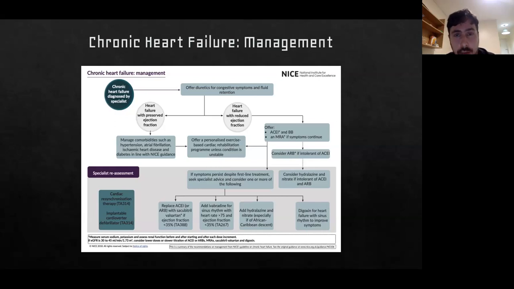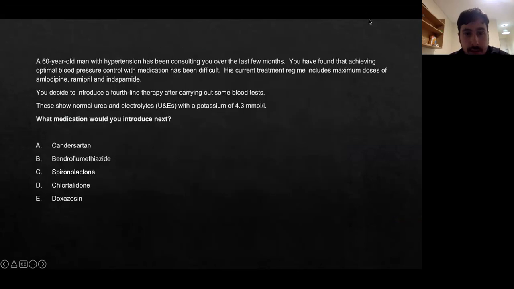What you'll get asked in your Year 5 GP questions is mainly about managing comorbidities, the diuretics, the ACE inhibitors, beta blockers, and Spiro. Apart from that, it's extremely unlikely. Let's move on to hypertension now.